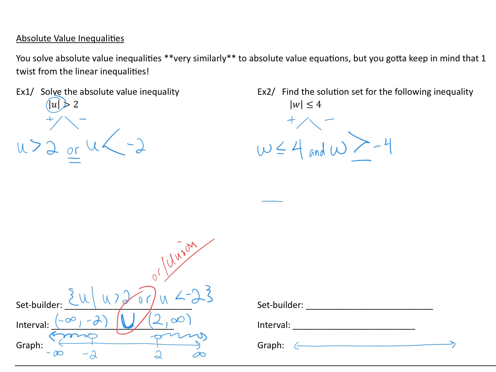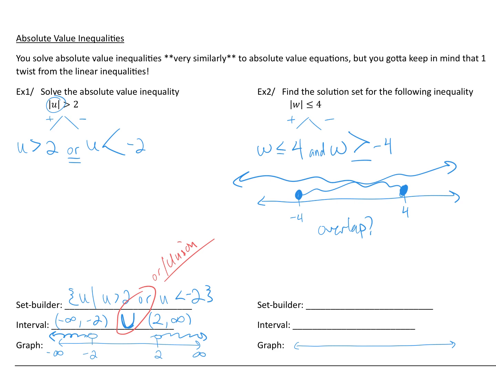So what I will do is I will enlarge the graph up here, and I will say we have our two numbers, -4 and +4. Since they both have an equal to, that means they will both get closed dots. And what's happening here, you can see, is that w has to be less than or equal to 4, which means it shades to the left of 4. And w also has to be greater than or equal to -4, which means it shades to the right of -4. And the question becomes, where is the overlap?